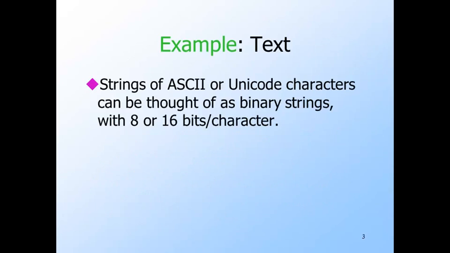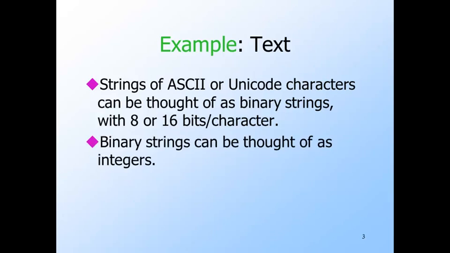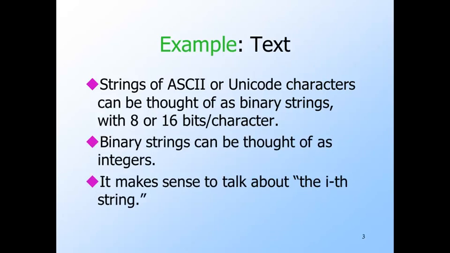As a simple example of a type that is really integers, let's look at character strings. Strings of ASCII characters can be thought of as binary strings, 8 bits to a character. Or if you use Unicode, you need 16 bits per character, but the idea is the same. Strings in any alphabet can be represented by binary strings. And binary strings are really integers. Thus, it makes sense to talk about the ith string for any i.